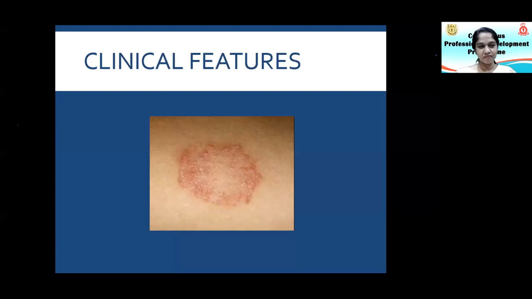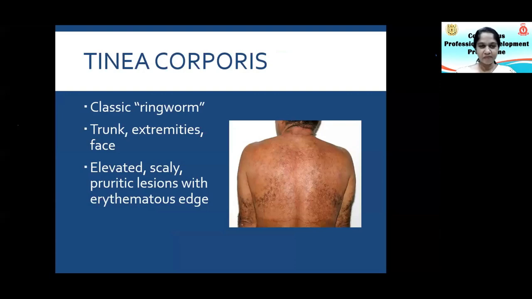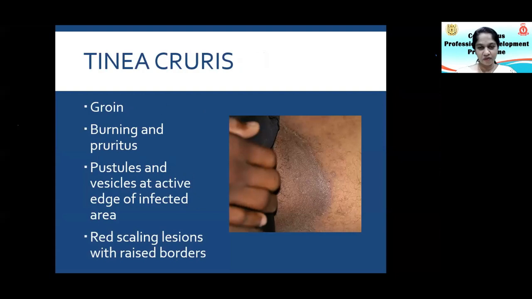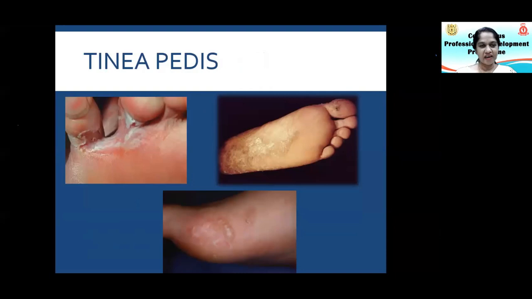Depending on the site involved, there are different names for tinea infections, like tinea corporis when it involves the body, and tinea cruris when it involves the groin, which is a very common presentation, and tinea pedis. Actually, this can be missed because there are several forms of tinea pedis. I think you are familiar with this one, with the white hyperkeratotic plaque-like lesions in the interdigital areas. And then sometimes, uncommonly, you see this scaly hyperkeratosis, and sometimes even this blistering vesiculobullous type of tinea pedis as well.